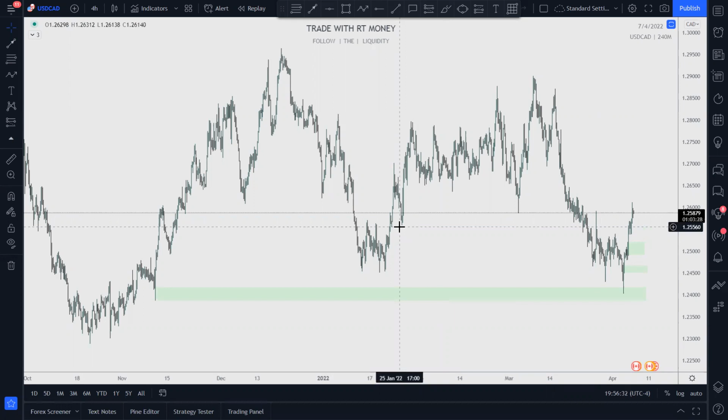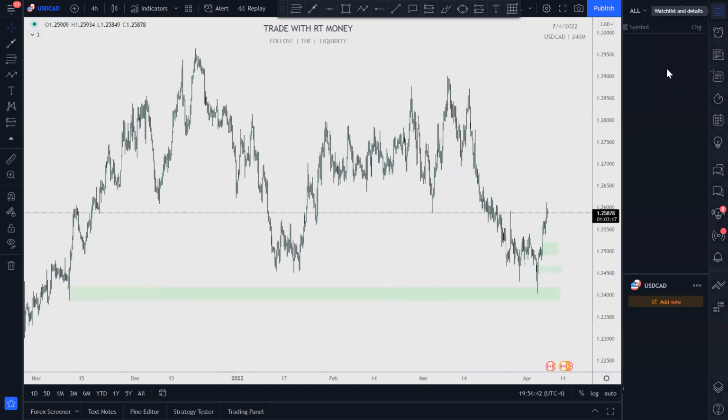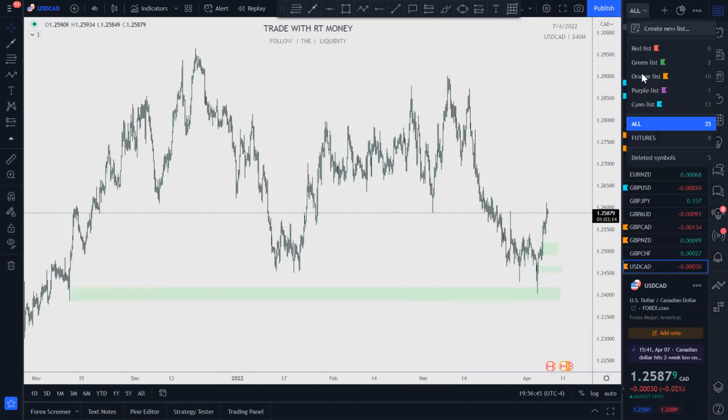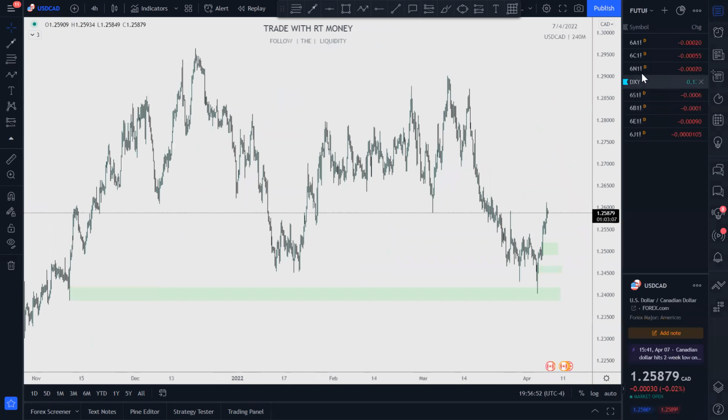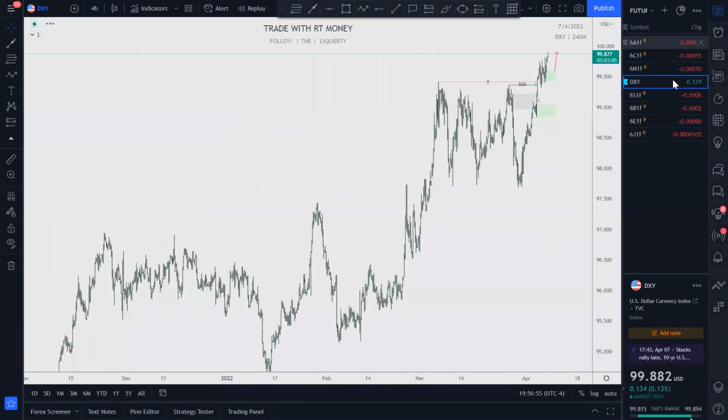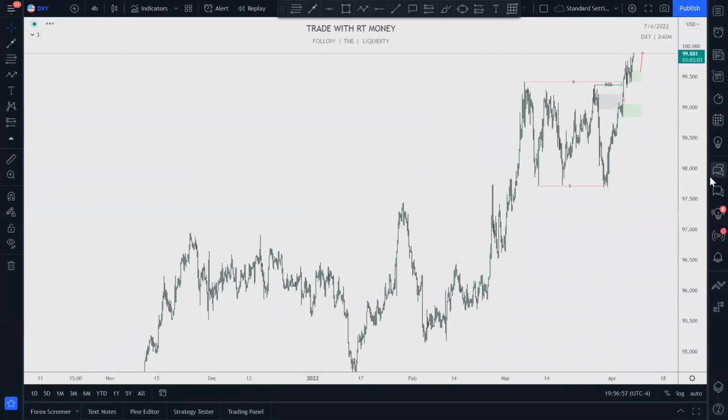I'm taking a look at USDCAD. Now, there's some nuance here, so I'm going to try to explain this as best as I can. First, let's take a look at the futures. Let's look at the individual currencies. And why did I do that? So that you can see the difference between the strengths and weaknesses that are at play here.